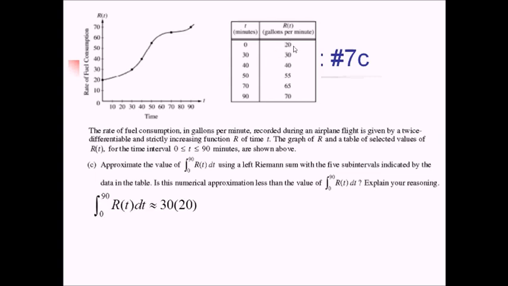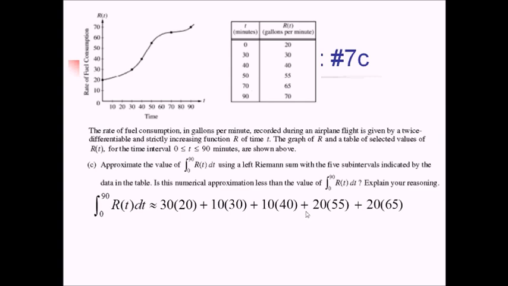So 30 times 20 plus a base of 10 now to go from 30 to 40 times a height of 30. This is our left endpoint between 30 and 40. Plus a base of 10 again, height of 40. Plus a base of 20 from 50 to 70, height of 55. And then finally we have a base of 20 times a height of 65.